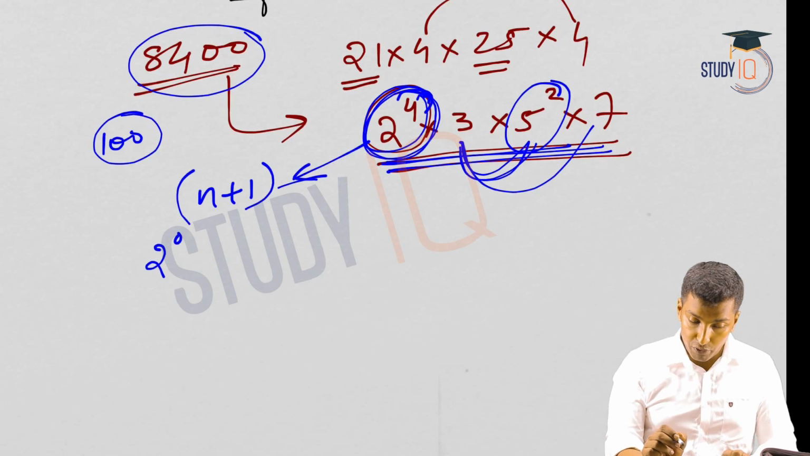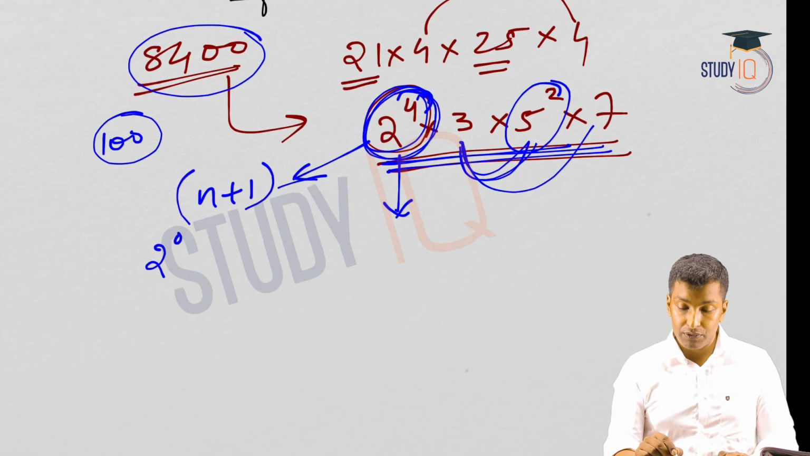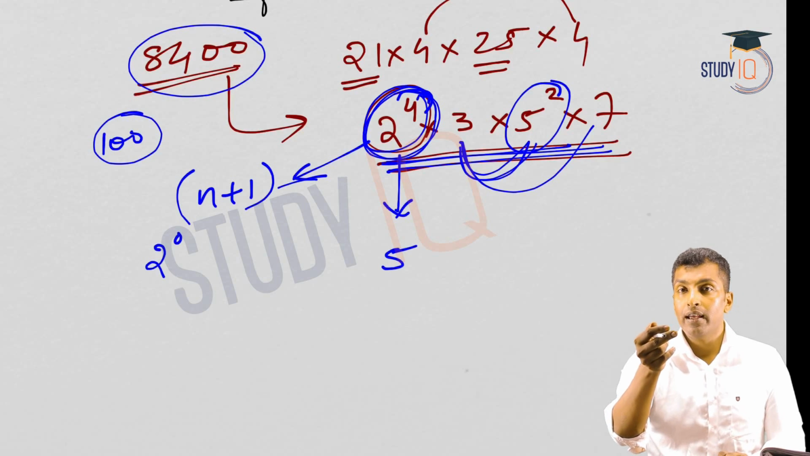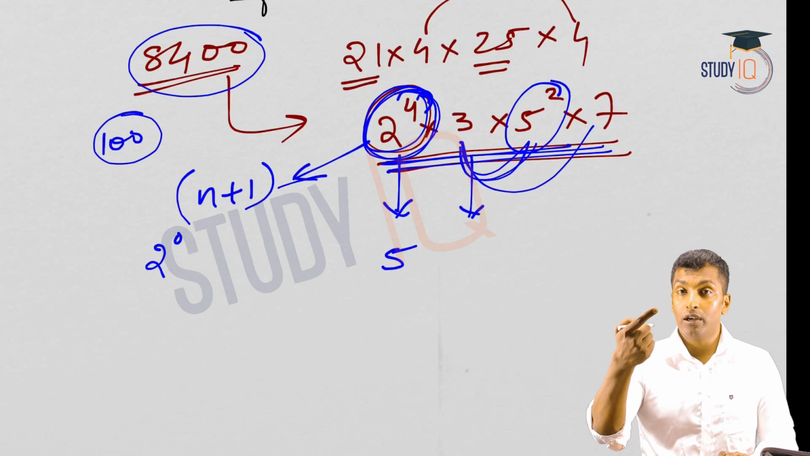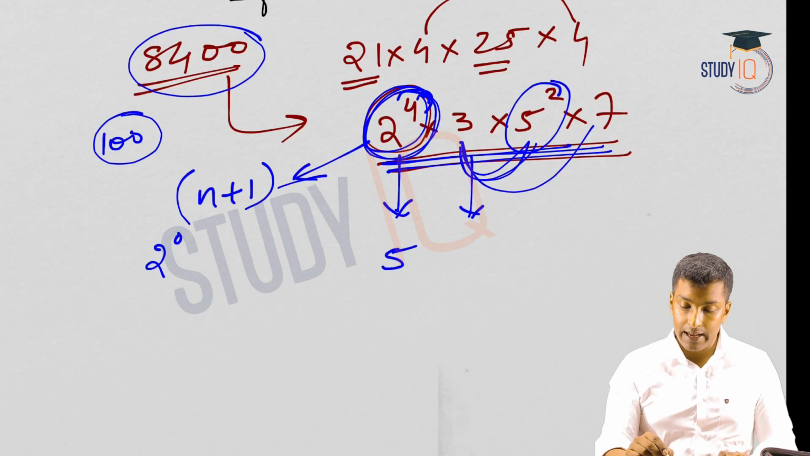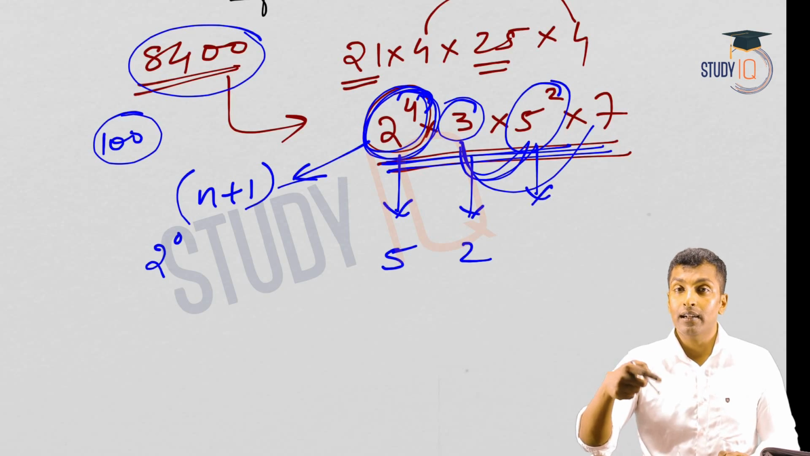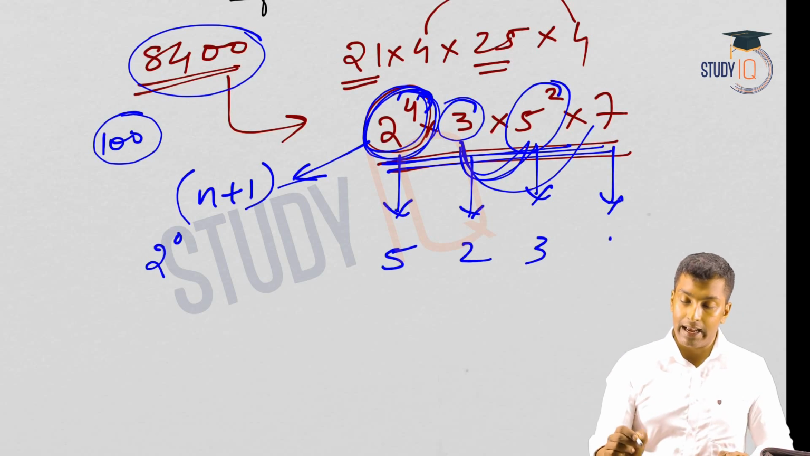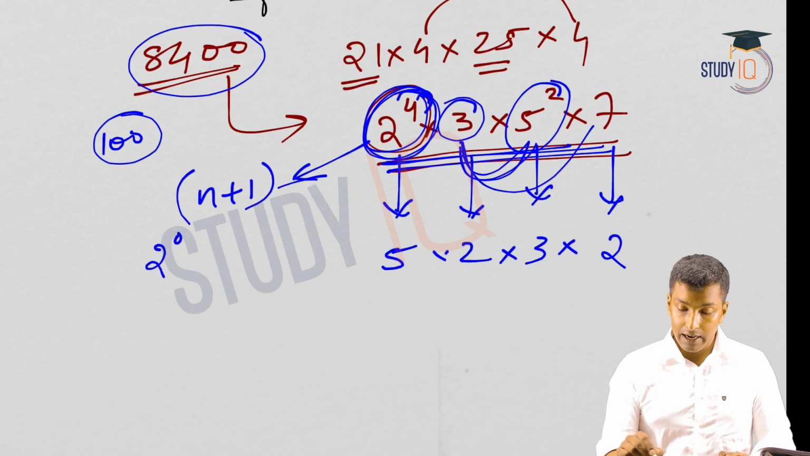So n plus 1 is what I need to apply here. When you apply n plus 1 to the 4 2s, it becomes 5. How many 3s are there? There is 1 3, so when you take n plus 1, it becomes 2. 2 5s are there, so when you take n plus 1, that becomes 3. 1 7 is there, so when you take n plus 1, that becomes 2. When you multiply, you will get the number of factors.